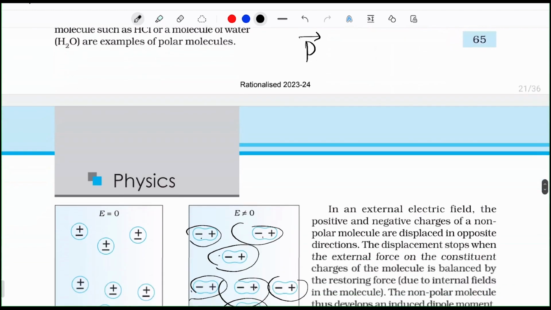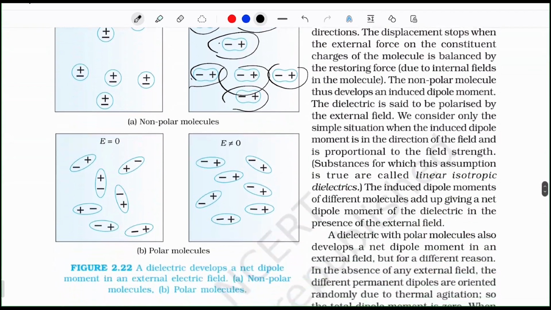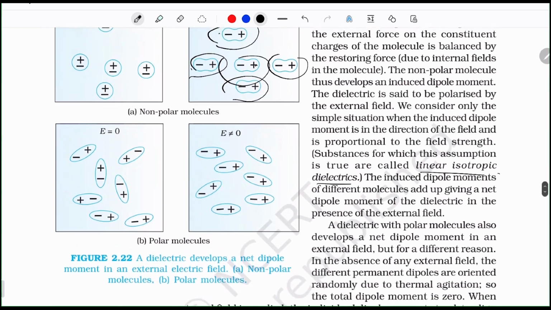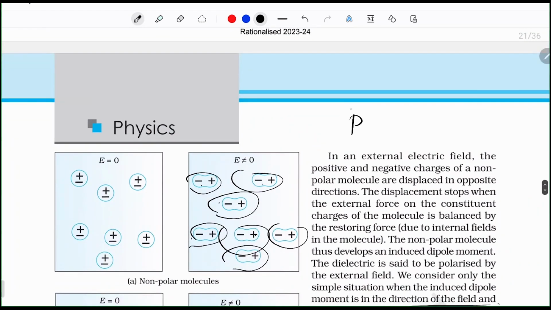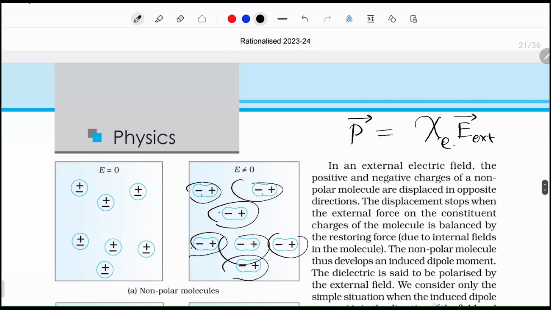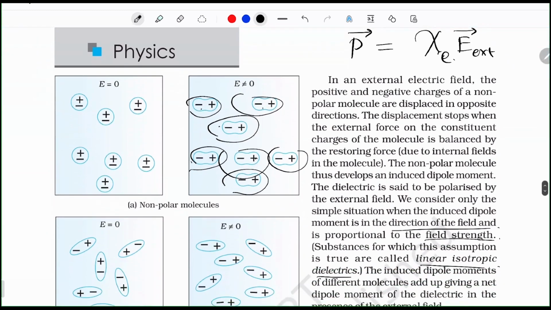So there are dielectrics. We will confine ourselves to what are called linear isotropic dielectrics. What this is saying is that the direction of the field and the strength of the field is proportional to the polarization. So the polarization vector is some constant times the external electric field. The polarization is proportional to the electric field and is in the same direction. Usually we call this constant chi. We call this electrical susceptibility. So you'll see this soon.